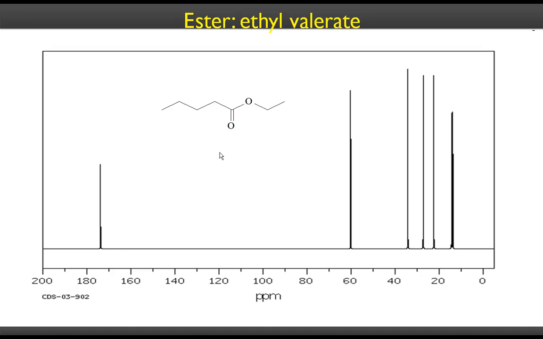And this is an ester. As you can see, this carbonyl peak is now a little upfield, about 170-ish. So that's an ester. Moreover, this also has a methylene at 60, because this is attached to oxygen. So the chemical shift of this is much higher than the chemical shift of the rest of the carbons. Okay, so that's how you analyze different spectra.